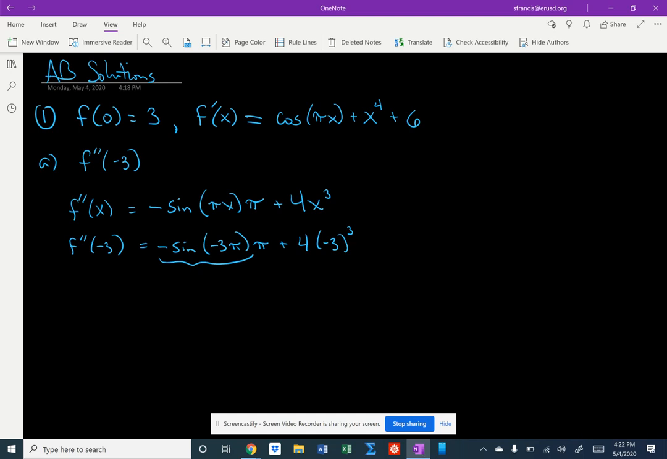So this part here is 0 times pi, which is still 0. So f double prime of -3 is going to be just 4 times -3 cubed. -3 cubed is -27, and times 4 is -108. Again, some of you had the correct answer, or almost the correct answer, but you had a positive 108 because you forgot the fact that you're plugging in a -3 instead of a +3.